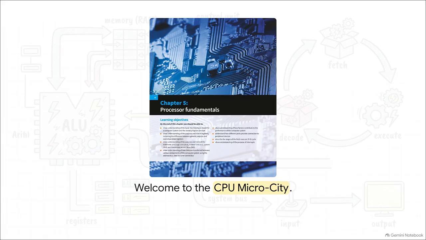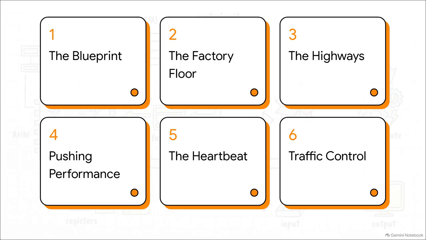What you're looking at here are the metallic foundations of our microcity, the intricate pathways of the motherboard and processor architecture. To really grasp how your device manages to do, well, literally everything, from rendering a 4K video to crunching massive datasets, we need to zoom all the way in and look at the core rules running this digital landscape. Now, this architecture is super dense, so we're going to break it down into logical, easily digestible neighborhoods. We'll start with the fundamental blueprint, step on to the factory floor, trace the system highways, see what pushes performance to the limit, feel the heartbeat of the operation, and finally, check out how the city handles emergency traffic control.